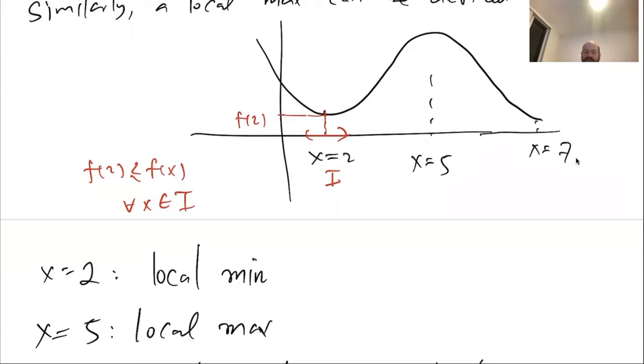X equals 7 is an endpoint, and the function is not defined on both sides of that. So if you want to have a local min and/or max, first of all, the function must be defined on both sides of the number, and therefore an open interval containing the point will be included in the domain of the function. And then on that interval, if f of a is the smallest one, then you have a local min. If f of a is the biggest one, then you have a local max.